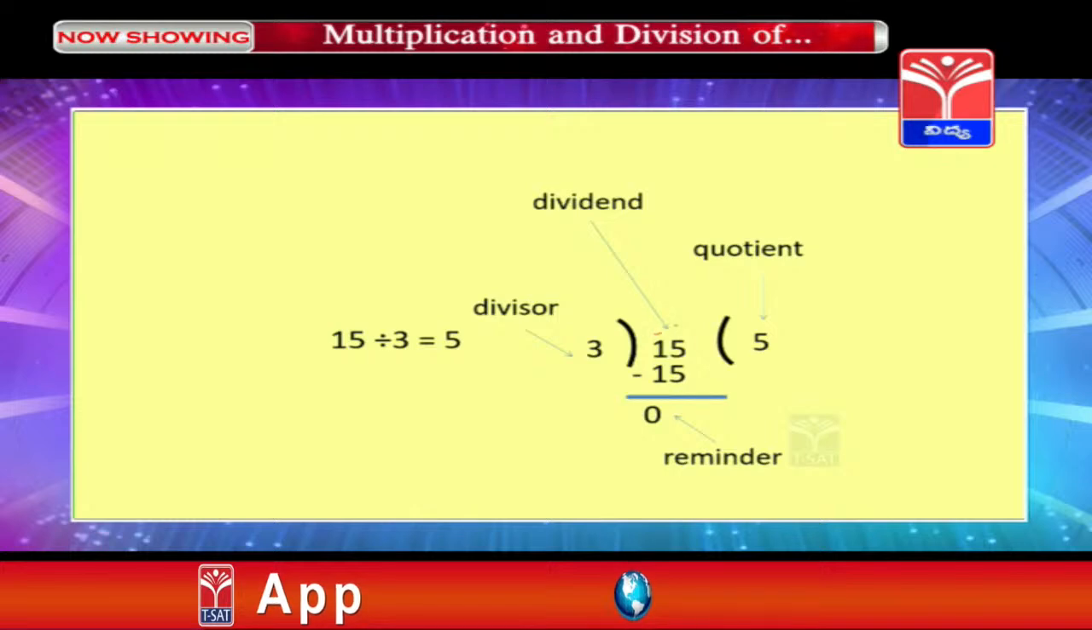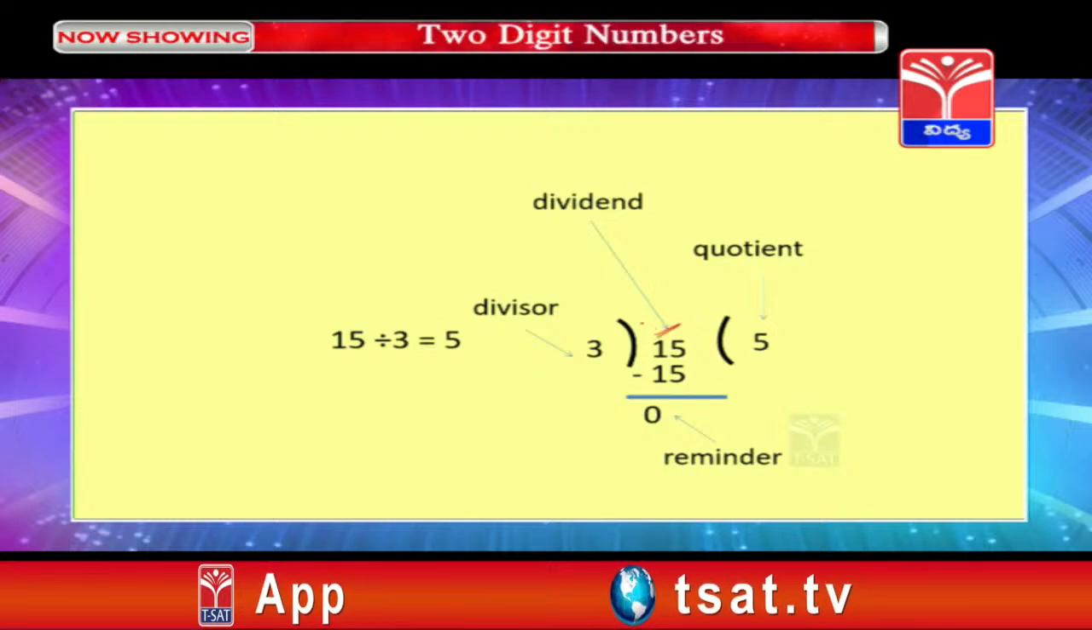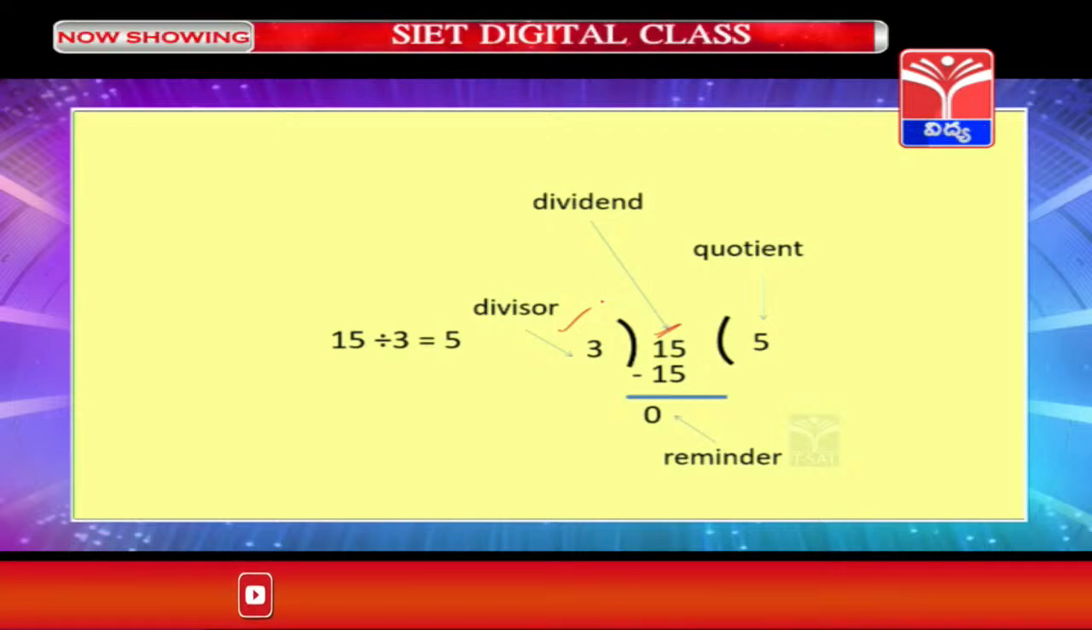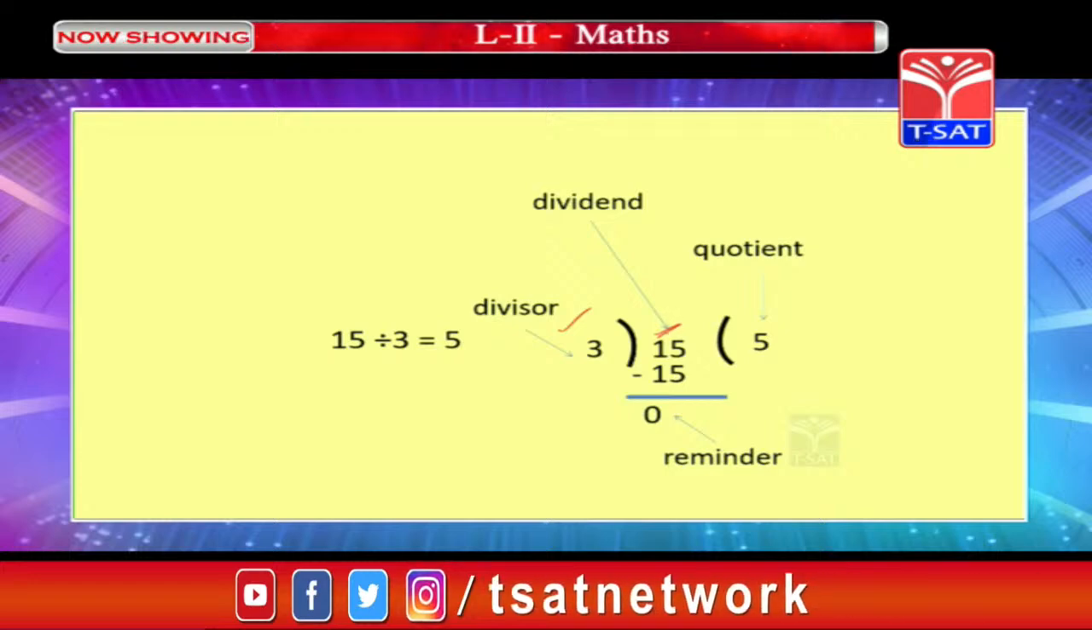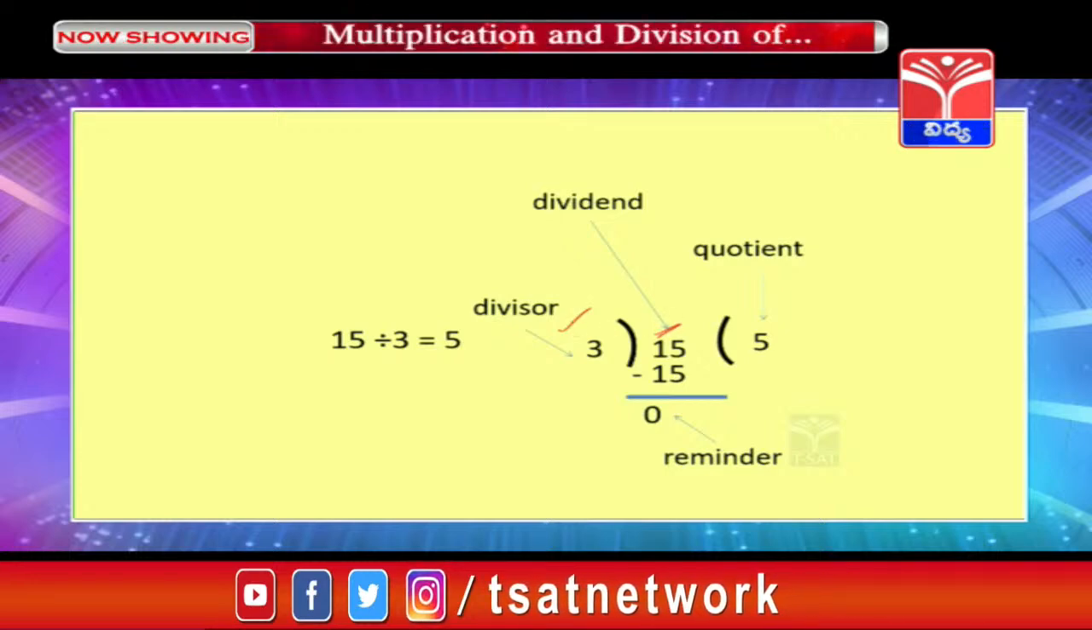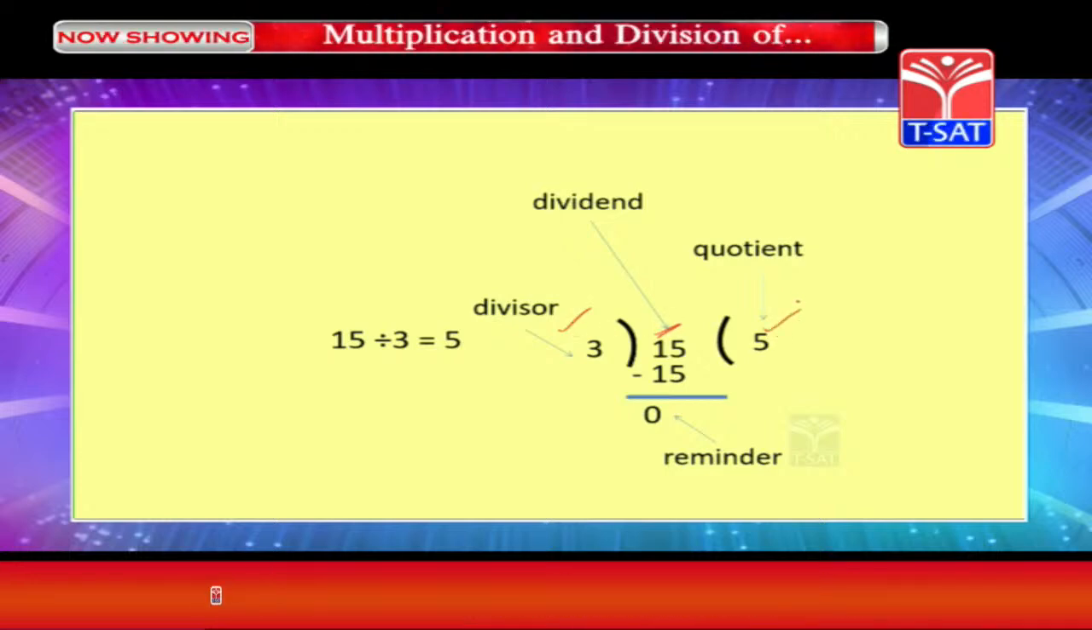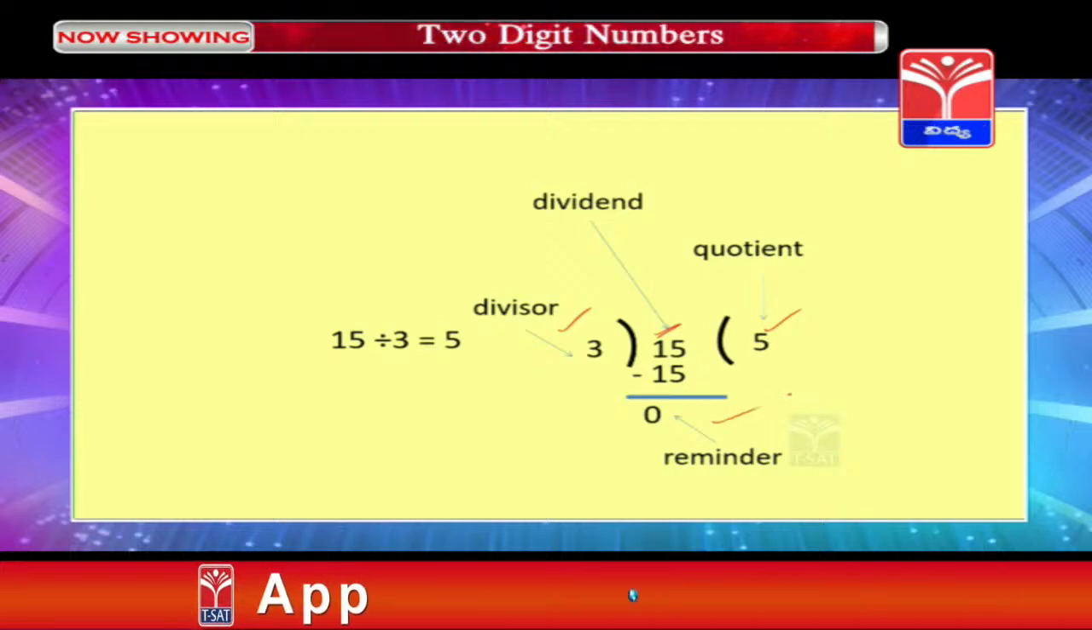So 15 is the dividend which is going to be divided into smaller groups, and the divisor means the number of smaller groups we are rearranging into. That means 3 is dividing the dividend. The divisor is dividing the dividend, the result is the quotient, and the remainder is this one.